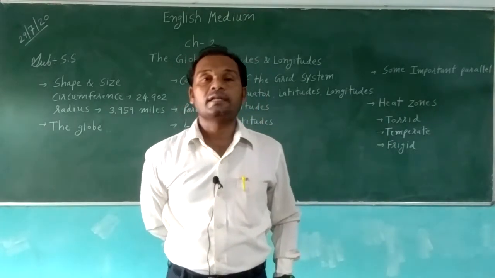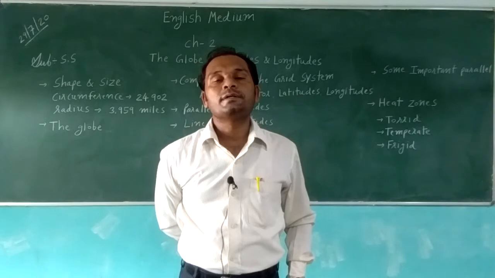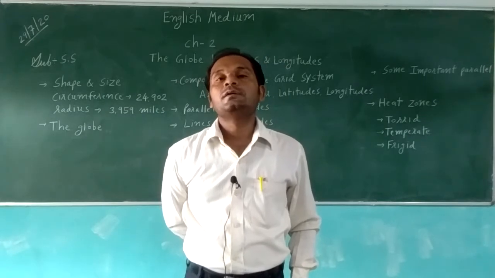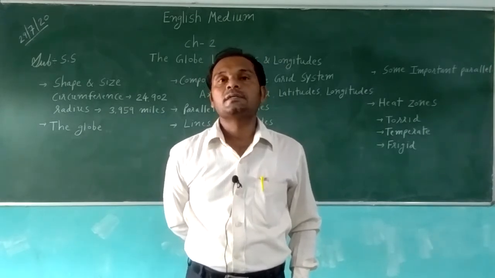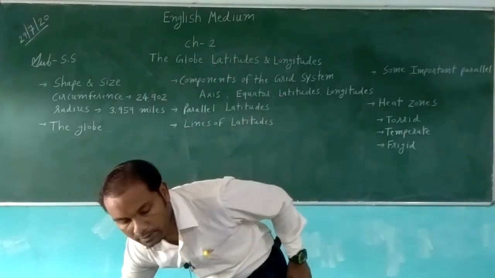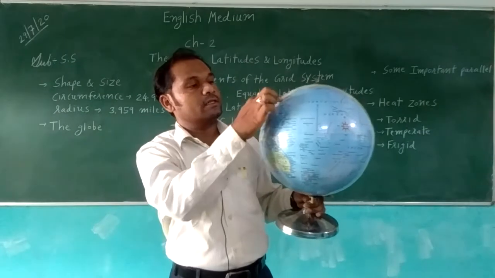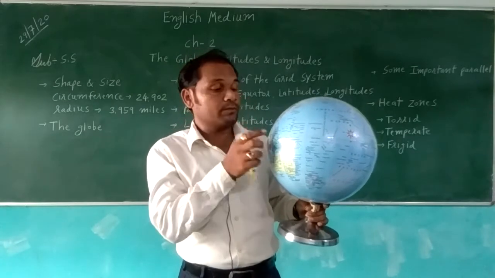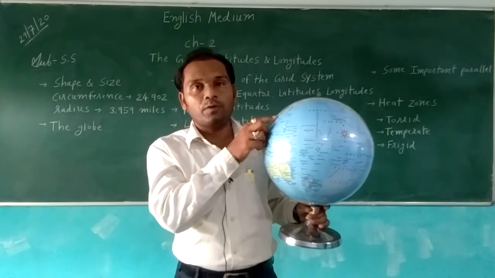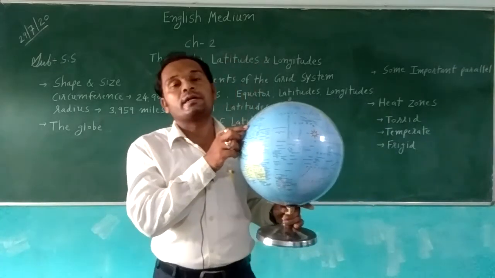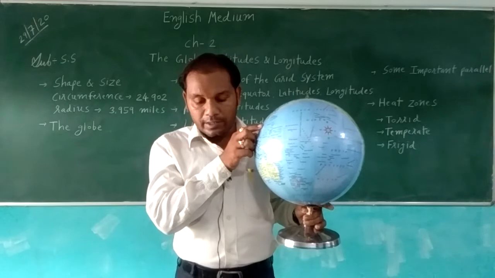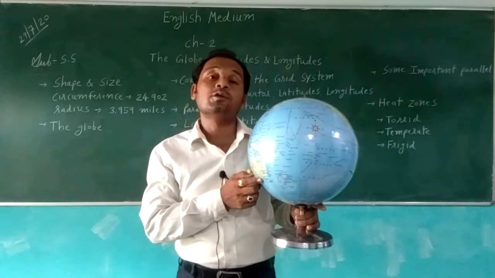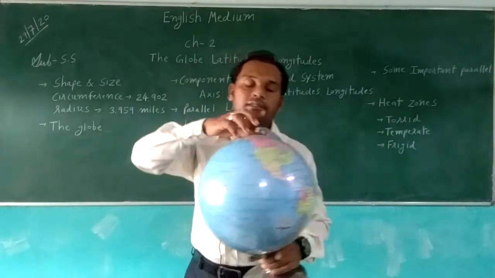The Tropic of Cancer is 23.5 degrees north, and the Tropic of Capricorn is 23.5 degrees south. Here is the Tropic of Cancer and here the Tropic of Capricorn. The equator divides the Earth into two parts. The upper one is the Tropic of Cancer at 23.5 degrees north, and on the south side is the Tropic of Capricorn at 23.5 degrees south.